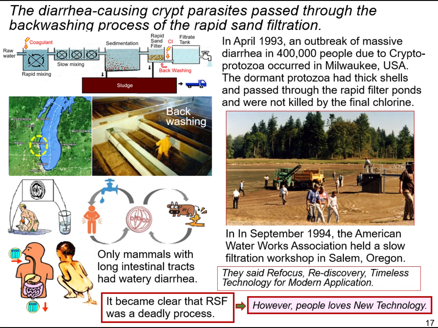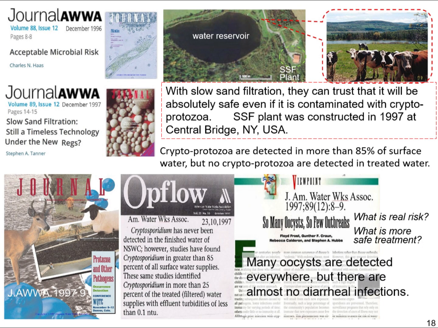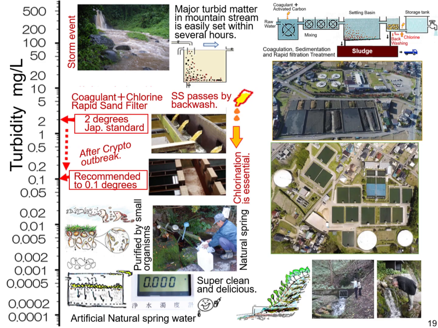This is a big problem. With slow sand filtration, they can trust that it will be absolutely safe even if it is contaminated with cryptoprotozoa. Rapid sand filtration requires a backwashing process, which allows turbidity and bacteria to pass through. Therefore, it was necessary to create safe water using chlorine sterilization. However, due to the issue of carcinogenic substance generation, slow sand filters that do not use chemicals are becoming more popular. The filtered water was super clean and delicious.